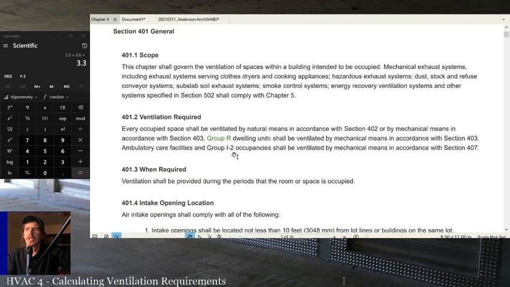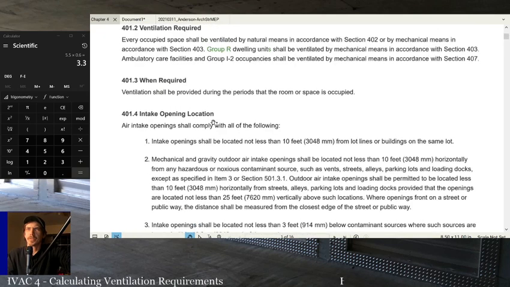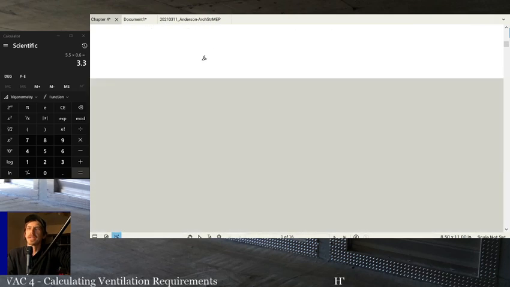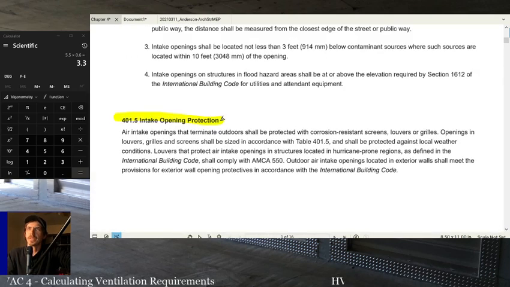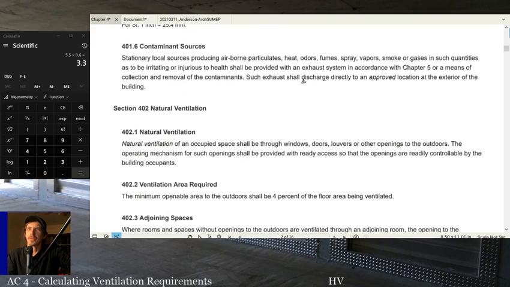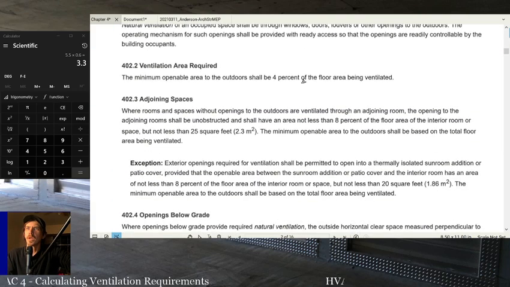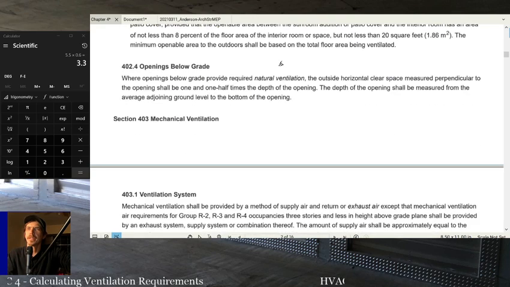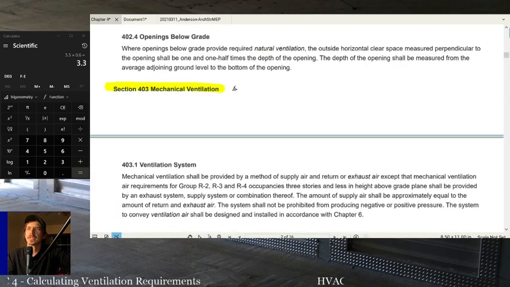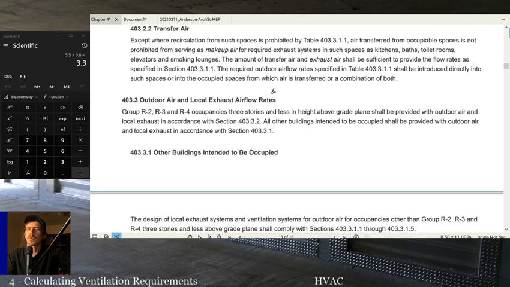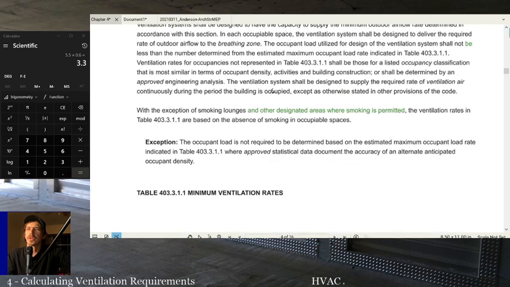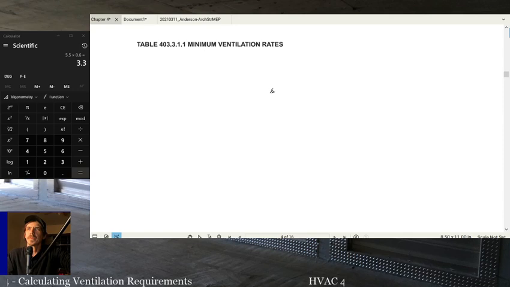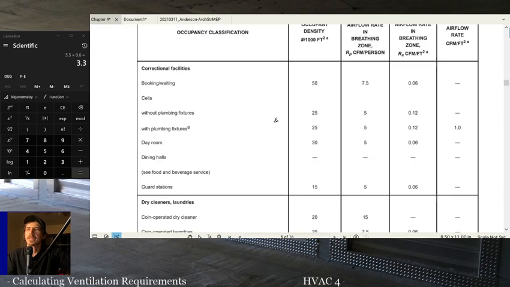So if we look through chapter 4 here, there's information on intake opening locations and intake opening protection. We can talk about these in another class. They're things we want to go over. And then there's things on natural ventilation that you'll want to look at. But mechanical ventilation, section 403, is the real important part here. All right, and we're going to talk about these airflow rates. So the minimum ventilation rates are in table 403.3.1.1, and that's this table right here.